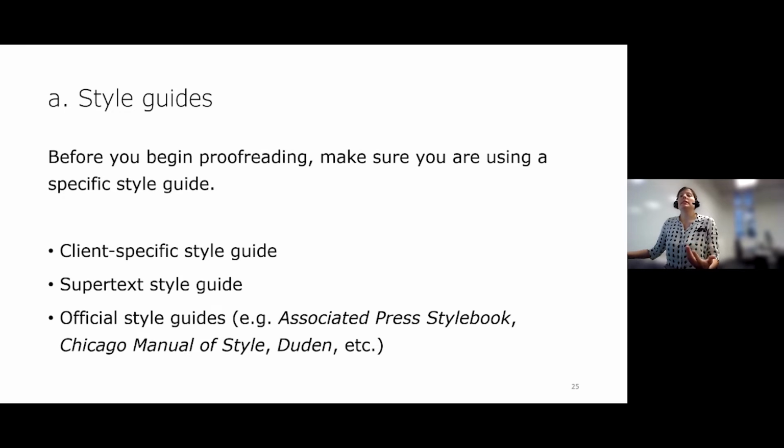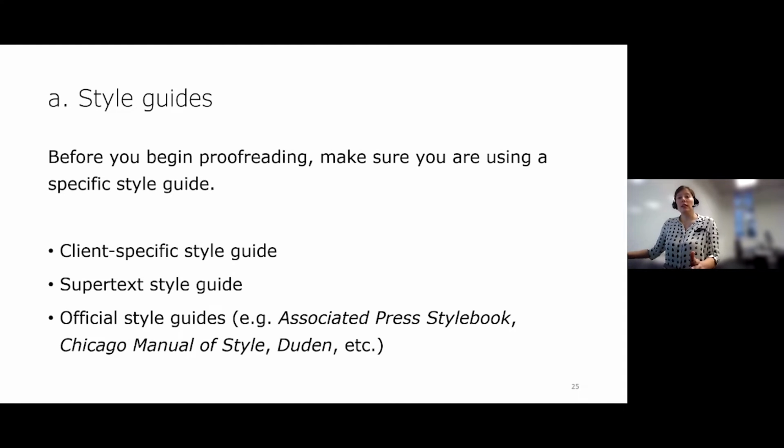But since consistency is one of the most important aspects of proofreading, you'll need to have a style guide in mind before you begin. A lot of clients helpfully have their own style guide, in which case you should prioritize that. If a client doesn't have its own style guide, Supertext has style guides for English, German, French, and Italian. For all Supertext clients that do not have their own style guides, you should stick to the Supertext style guide.